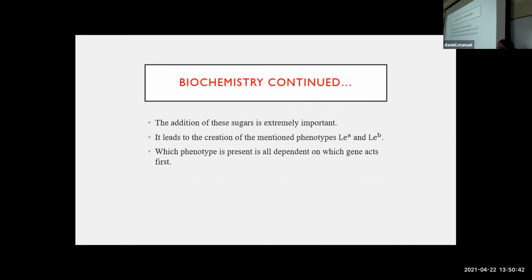How these sugars are added is important when looking at the phenotype that is going to be present. So for instance, if the Lewis gene adds first, that means the chain would turn into LEA, and at this point, no further modifications can be made. However, if the secretor gene is added first, the chain turns into H, which then allows the Lewis chain to attach, but it turns into LEB instead.